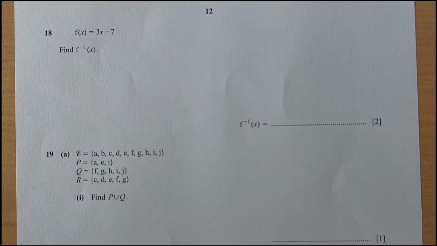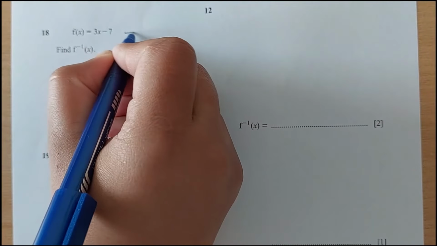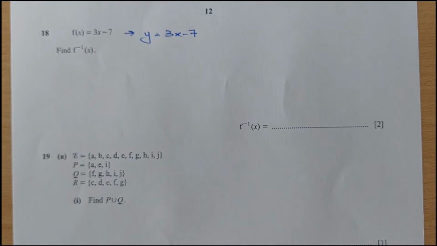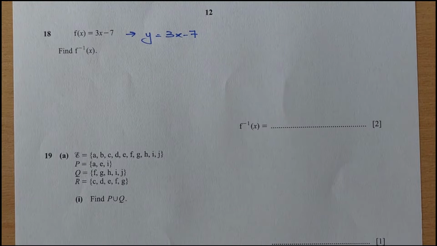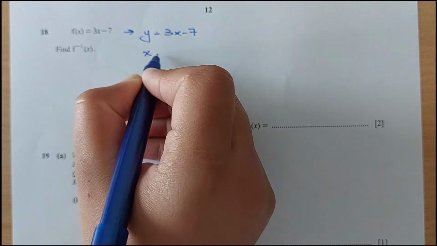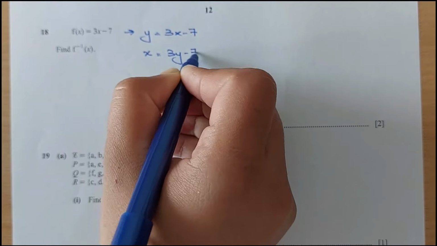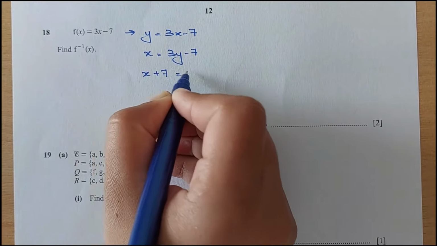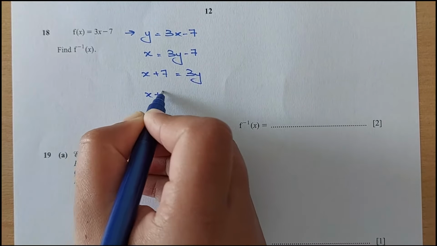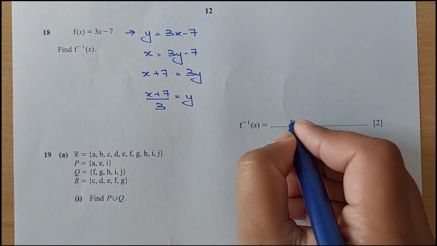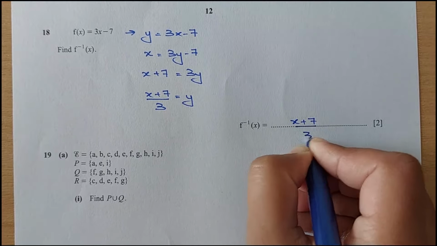Question number 18. f of x is given to us. We need to find f inverse of x. For this, we put y equals f of x, that is 3x minus 7, right? That is the first step. Now in the second step, we need to switch the variables, x with y and y with x. So this changes to x equals 3y minus 7, right? And then we need to solve for y. So we have x plus 7 equals 3y. So (x plus 7) divided by 3 is equal to y. So f inverse of x is (x plus 7) divided by 3.